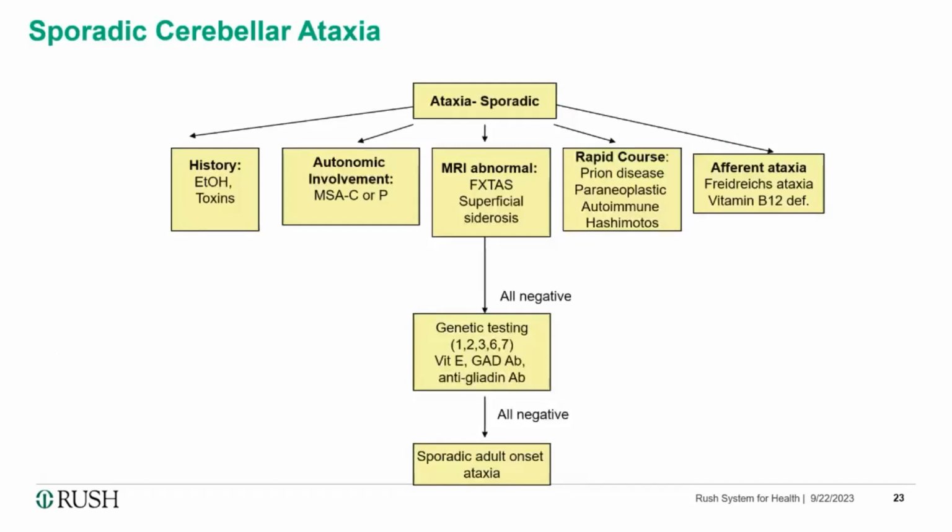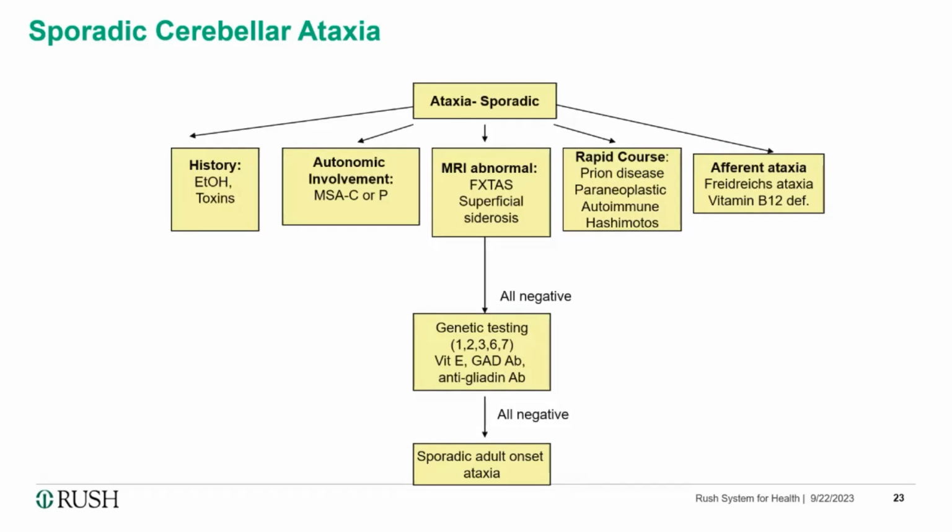Next we're going to talk about sporadic cerebellar ataxia. This is the last algorithmic approach we're going to use. Sporadic ataxias are patients who don't have a family history and present over the age of 40. You're going to want to use your imaging and other things in the history and exam to narrow it down. For example, if the patient has autonomic involvement, you're going to be thinking about multiple system atrophy.